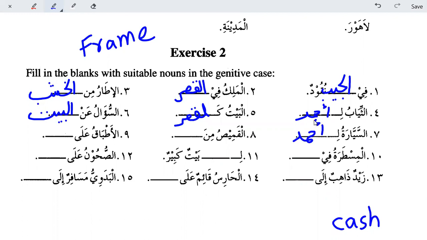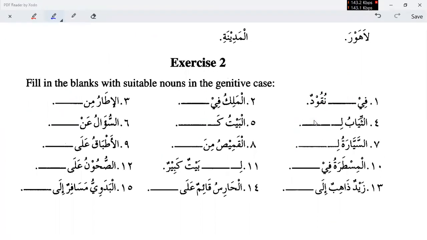Does Ahmad take a kasra? Ahmad is mamnu min as-sarf, so it will take a fatha instead of kasra. Al-qamisu min misr. The shirt is from Egypt.